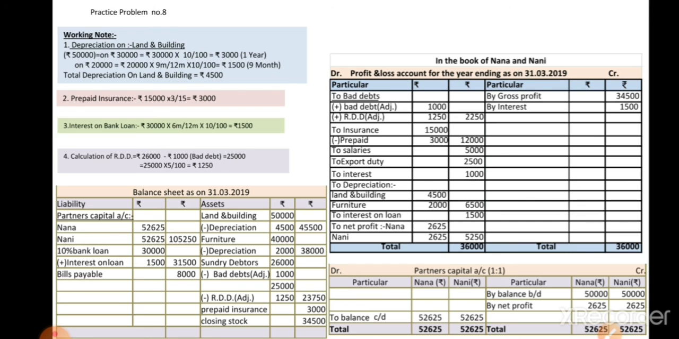The total we write in the outer column of the balance sheet. That total is 1,05,250. Then afterward we take the total of the balance sheet. Here we see that the liability total is 1,44,750 and the assets total is 1,44,750. It means our balance sheet is tallied. So here our practice problem number 8 is completed. So student, in your homework, try to solve this problem again with the help of the trading account also. Okay, thank you.